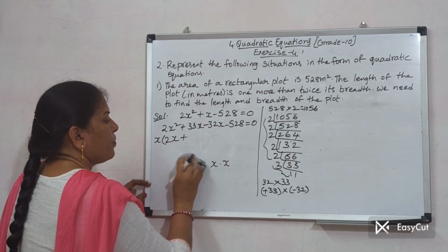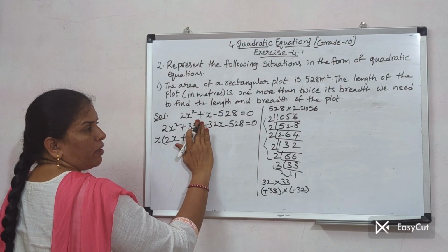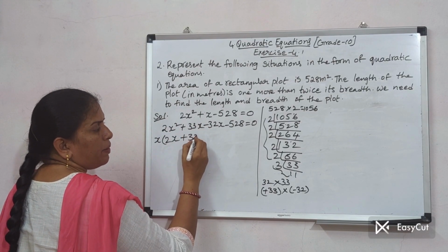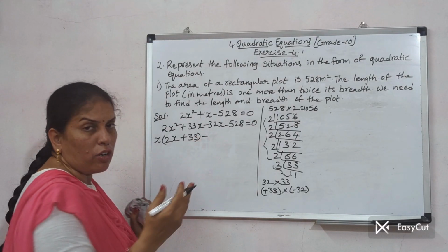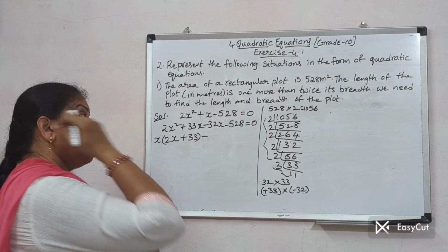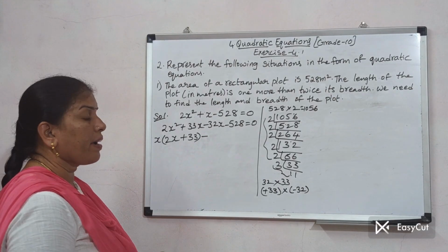Plus, see. Next one, in the 33x, I am taking the x common. So what will be there? 33 will be there. All of you understood now? Now minus is there, means you must take out minus common automatically. Now in these two terms, what should we divide? What should we take out?